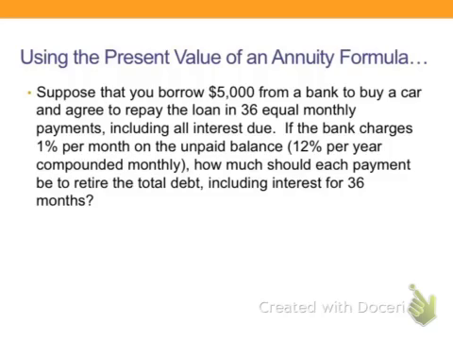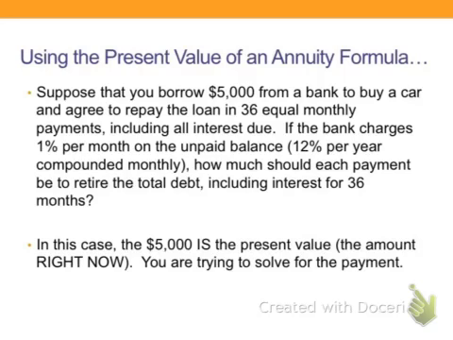Okay, so here's a case where you're taking out a loan. You need to figure out how much your payment should be for a certain number of equal payments, in this case 36 equal monthly payments. So you want to think of that $5,000 loan as the present value. This is the amount right now, and you're going to try to solve for the payment that you need in order to have a present value of $5,000.